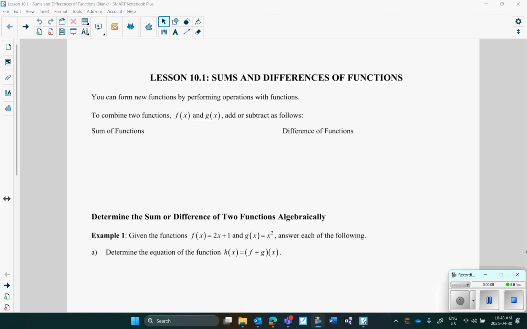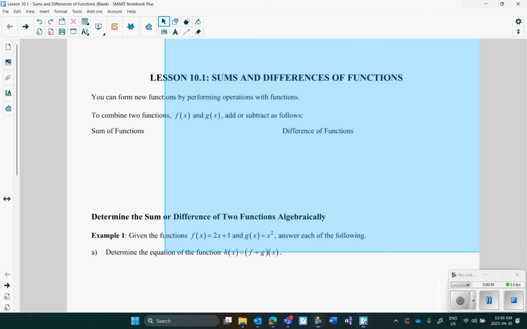So this is a pretty straightforward unit, actually. And if you get a couple of questions on the exam, they could be pretty easy marks. Because all we're doing is taking functions, adding them together, subtracting them from each other, multiplying them, dividing them. And then we're going to do something in 10.3 a little bit different. We can do those algebraically and we can do them graphically.